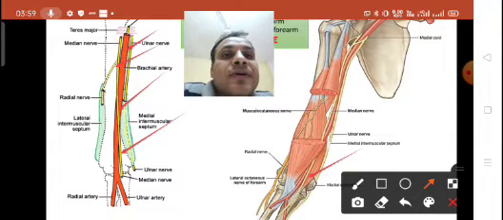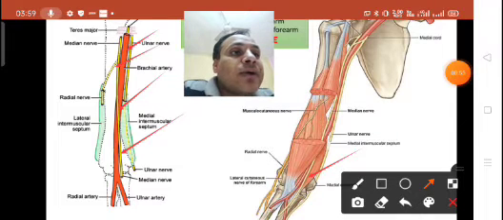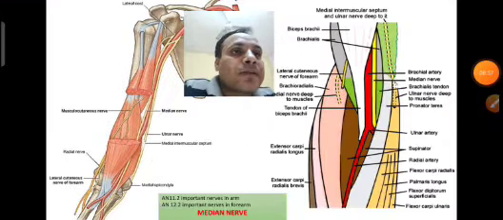That means the median nerve in the upper part of the front of the arm lies lateral to the brachial artery. In the middle of the arm it lies in front of the brachial artery. In the lower part of the front of the arm, the median nerve lies medial to the brachial artery. Then the nerve leaves the front of the arm and enters the cubital fossa.